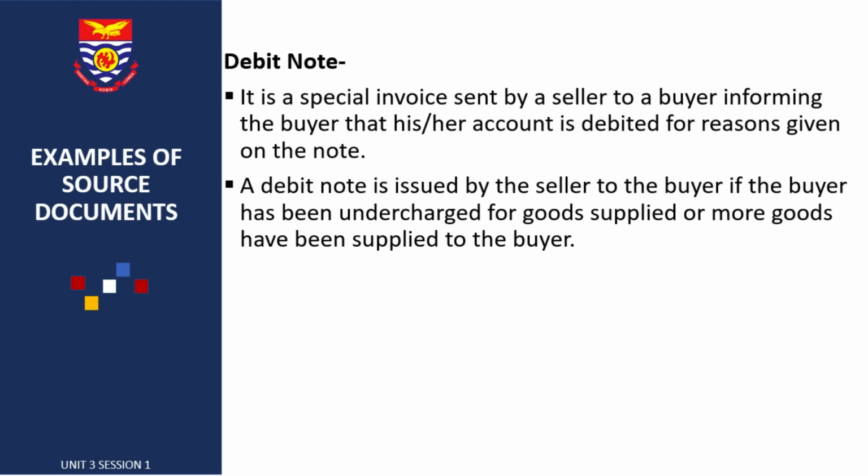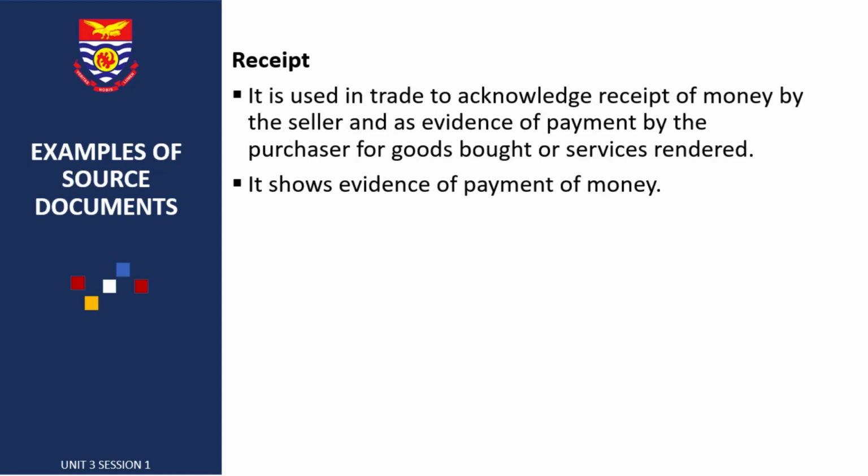Debit note. It is a special invoice sent by a seller to a buyer, informing the buyer that his or her account is debited for reasons given on the note. A debit note is issued by the seller to the buyer if the buyer has been undercharged for goods supplied or more goods have been supplied to the buyer. Receipt. It is used in trade to acknowledge receipt of money by the seller and as evidence of payment by the purchaser of goods bought or services rendered. It shows evidence of payment of money.